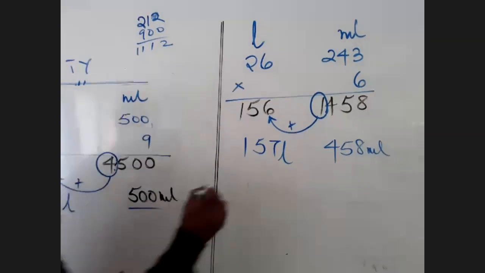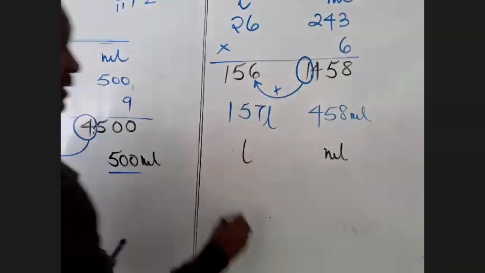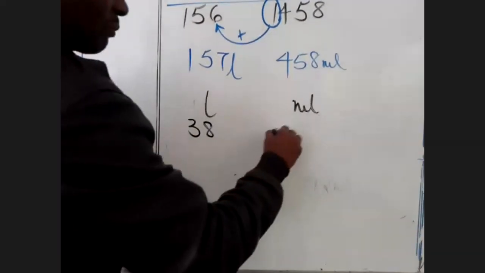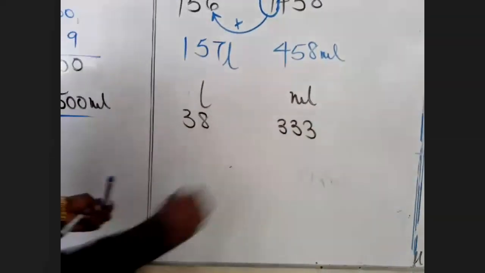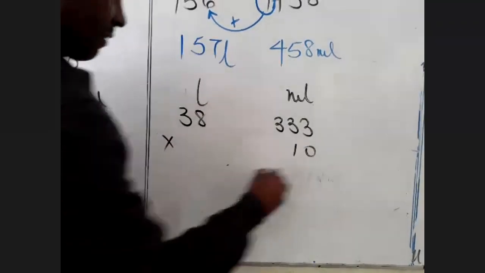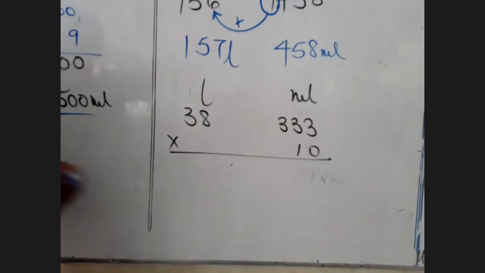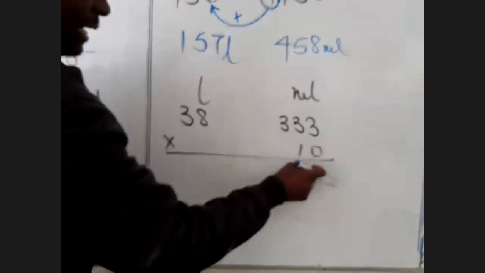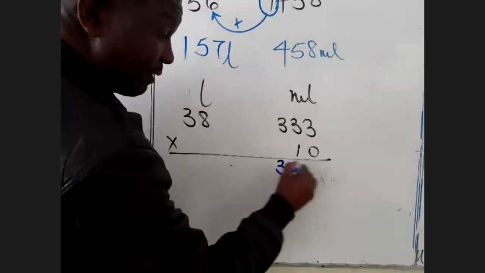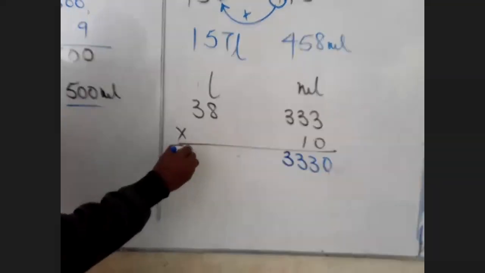I take the final one again. Liters and milliliters. Ya mwisho kabisa. Let's say 38 liters, and then 333 milliliters. Multiply everything by 10. Very simple one. 333 times 10. 333 times 10 is 330. 38 times 10 is 308.